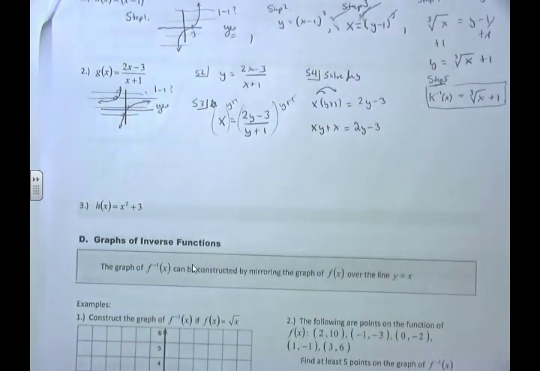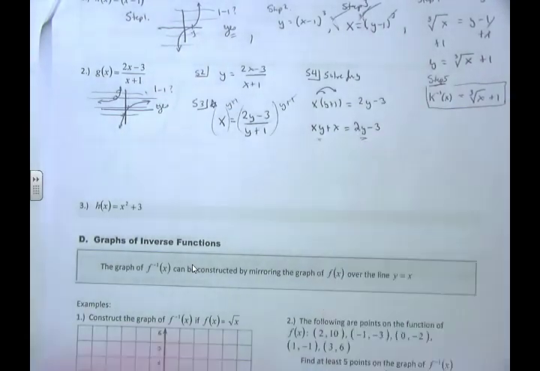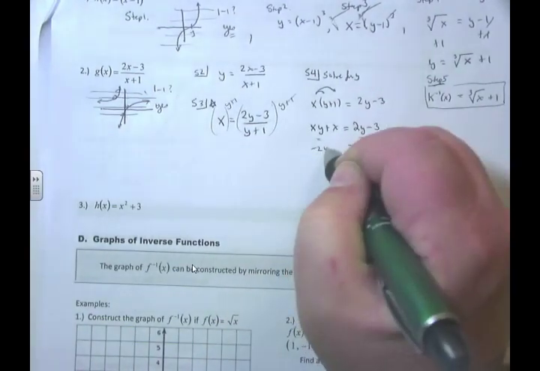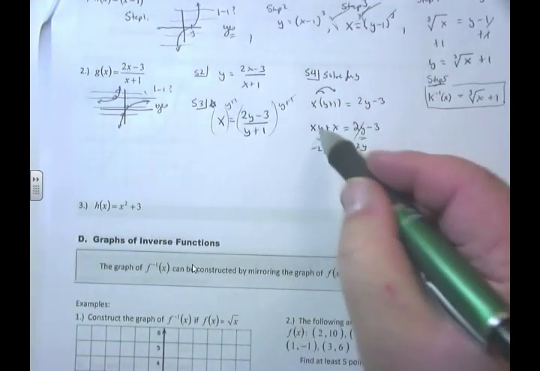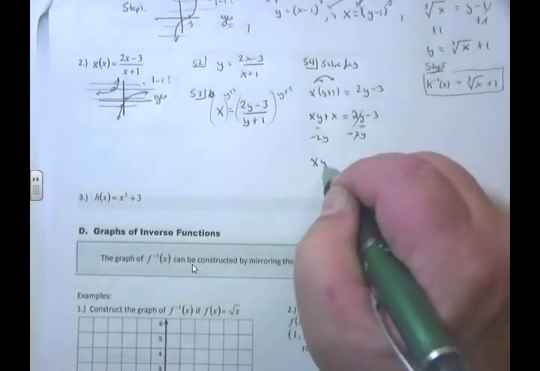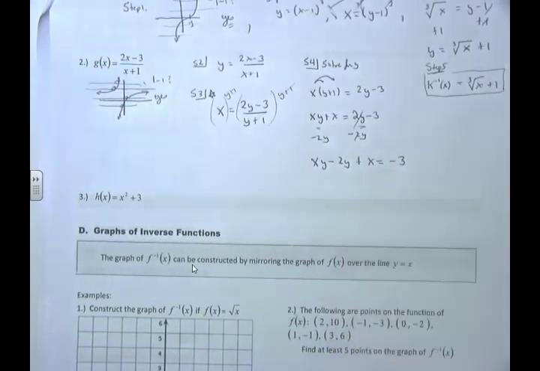You're solving for y. Keep your eye on the ball. So here's a y and here's a y. I'm going to get all my y's on one side, so I'm going to subtract 2y from both sides. This cancels. These are not like terms, so I can't combine them. This becomes xy minus 2y plus x equals negative 3.